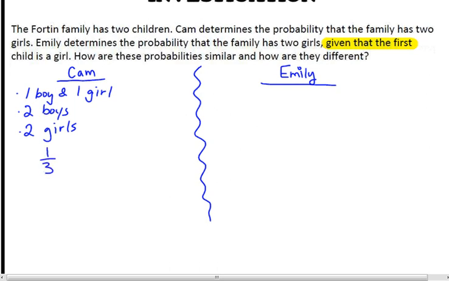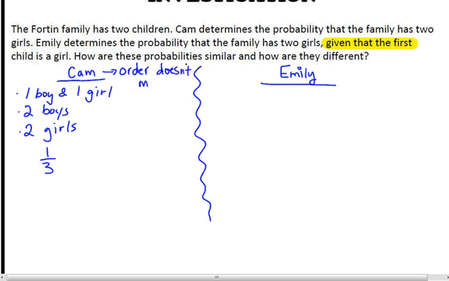Now, what did he do that Emily doesn't do? Or let's do Emily's first. Maybe then you could see. So does order matter for Cam when he's looking at it? No. But for Emily, it does.